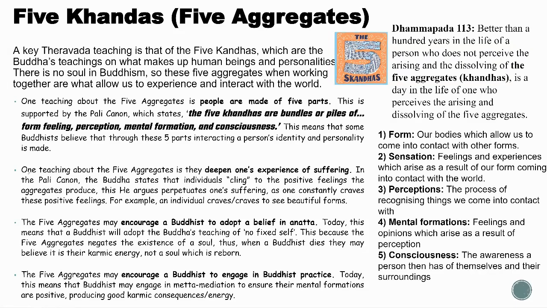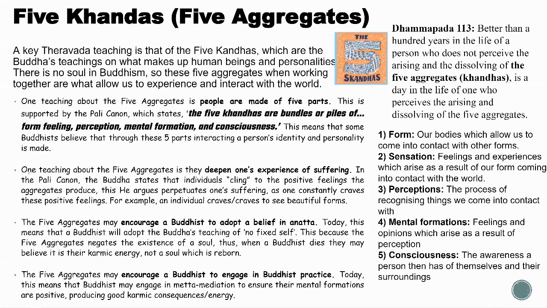One teaching about the 5 aggregates is that they deepen a person's experience of suffering. You become aware of not just the physical but the mental side of suffering. The Buddha in the Pali Canon talks about individuals clinging to positive feelings, and the positive feelings the aggregates just produce about existence and life. This, he argues, perpetuates one's suffering as one constantly craves these positive feelings. For example, an individual craves to see beautiful things.